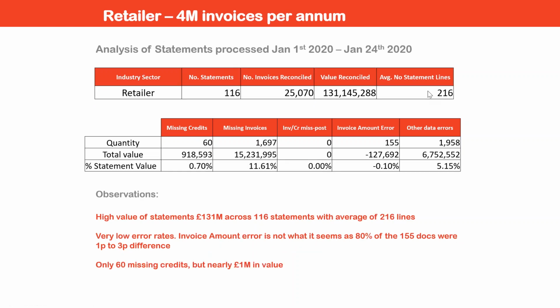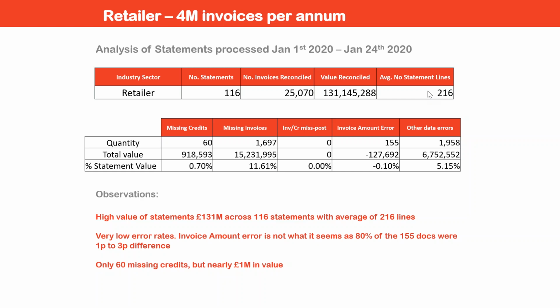And then the next one is a retailer. So they're doing 4 million invoices per annum. Thankfully, the table at the bottom is not the same as the previous two, so that's good. 131 million pounds worth of invoices across 116 statements, with 216 lines on average. So it's high volume, high value. And actually, if you look at the error rates, they're very low.